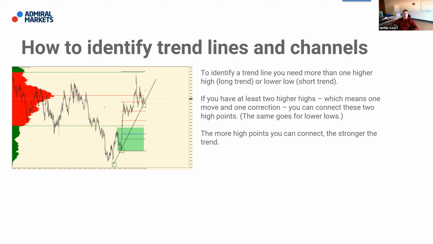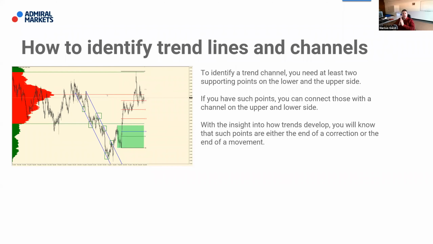So now you can see, if you think it through a little bit, it's not so difficult to make trades based on a clear strategy. So let's see. To identify the trend channel, you need at least two supporting points on the lower and the upper side. Then you can have this trend channel. And if you have such points, you can connect them with a channel on the upper and the lower side.